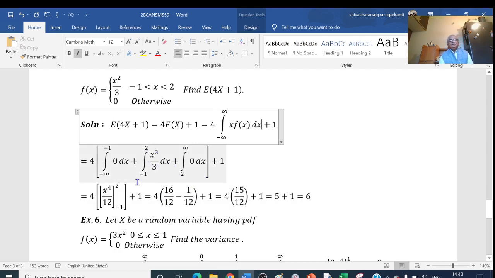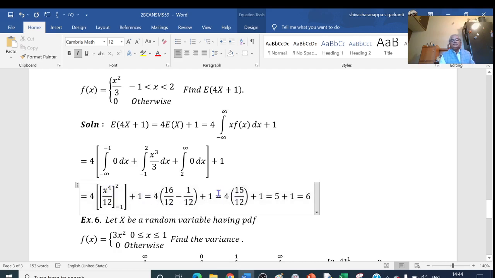X cube by 3 integration. 1 by 3 is a constant quantity. X cube integration is x raised to 4 by 4, into already 1 by 3 was here. This becomes 12, between minus 1 and 2, plus 1 as it is. This is equal to 4 into, substituting here upper limit 2, 2 raised to 4 is 16, 16 by 12 minus. Put x equal to minus 1. Minus 1 to the power of 4 is plus 1, 1 by 12, plus this one as it is.